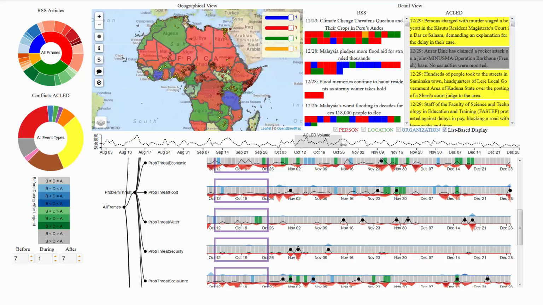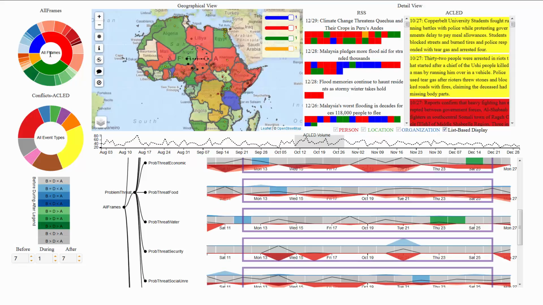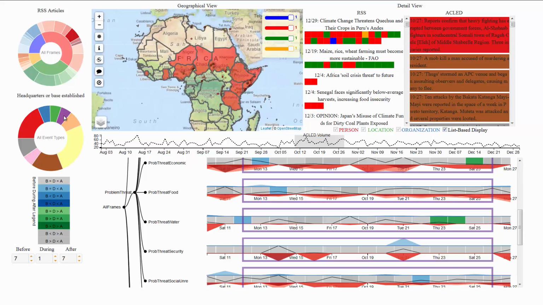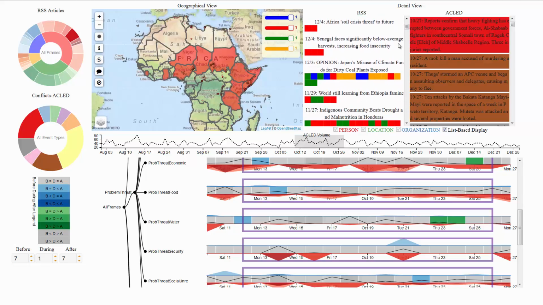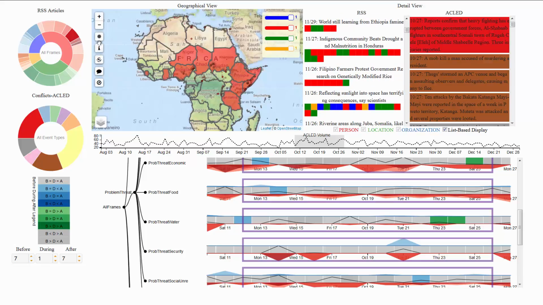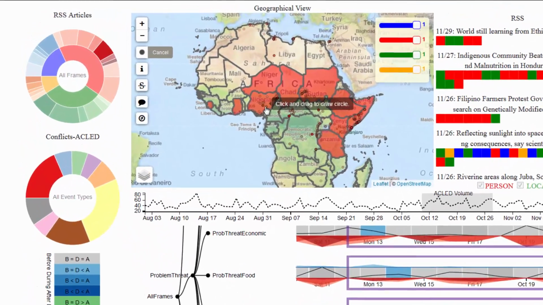Next, we filter for RSS news articles containing frame category problem, threat, food, and the ACLID event types violence and battles. We begin to see some articles discussing food security and famine problems in Africa. In the meantime, we want to find what events happened. We draw a text lens around Nigeria, switching among 3 modes.